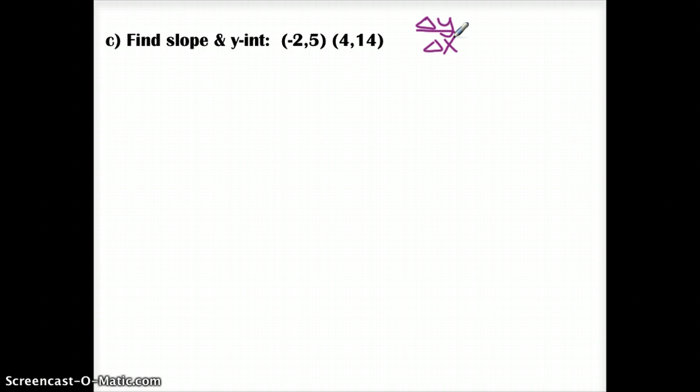So if I go here for change in y, it went from 5 to 14. It went up by 9. And for my change in x, it went from -2 to 4, so it went up by 6. So I have 9 over 6, that equals 3 halves. Okay, or 1.5 if you want to write it like that, your choice.